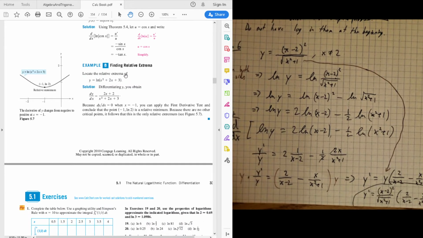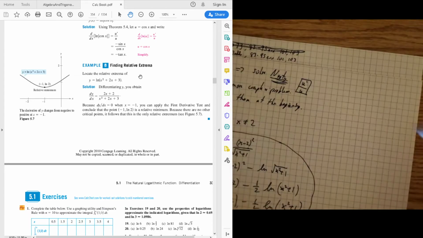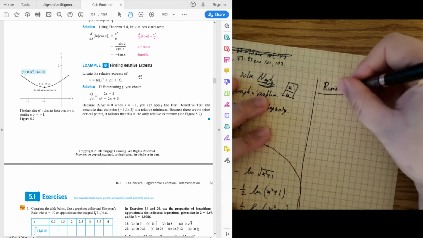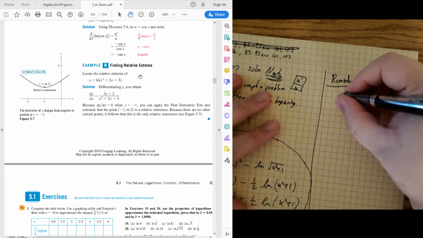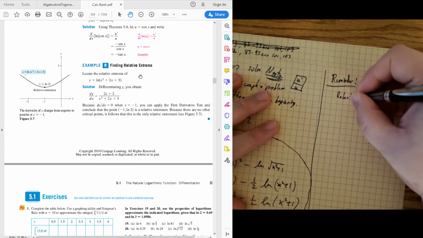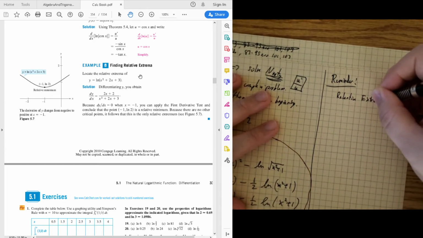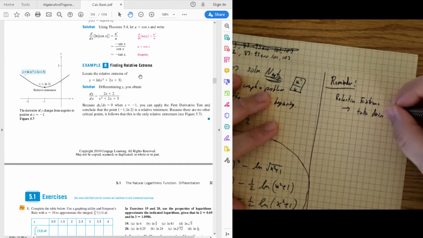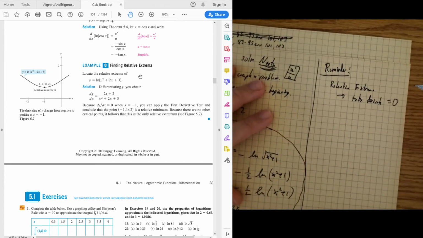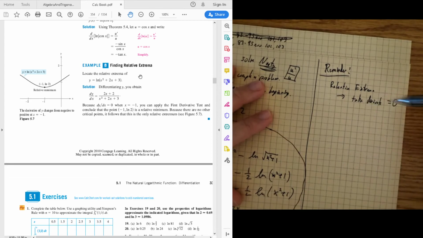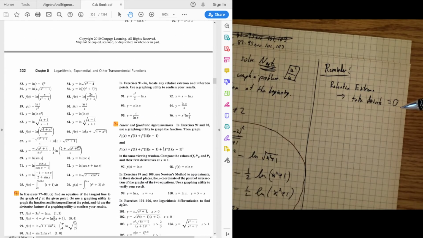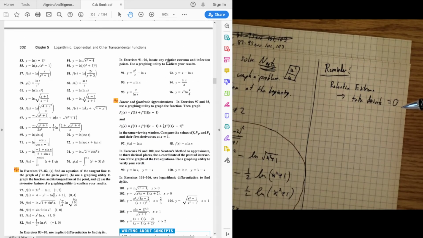The last thing I'll mention is there are problems that ask you to find things like relative extrema. Don't forget, as part of our notes, a reminder: if the problem says find relative extrema, it just means take the derivative and set it equal to 0. That's all relative extrema means. Solve it by setting it equal to 0. And if I look in your homework, there are a couple that ask you to do that. Locate any relative extrema. That's one of your homework problems.